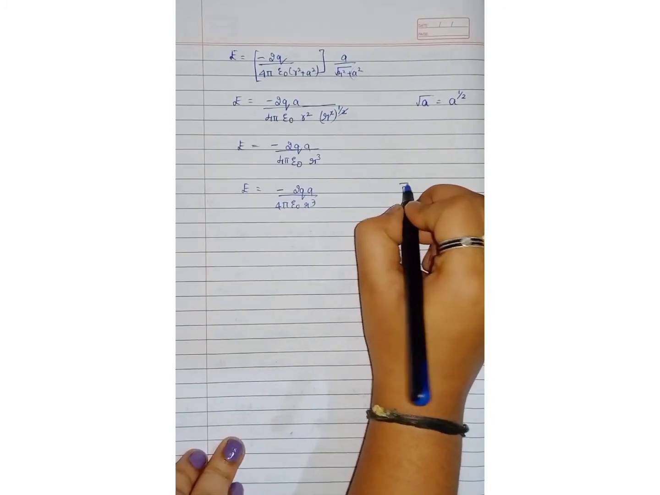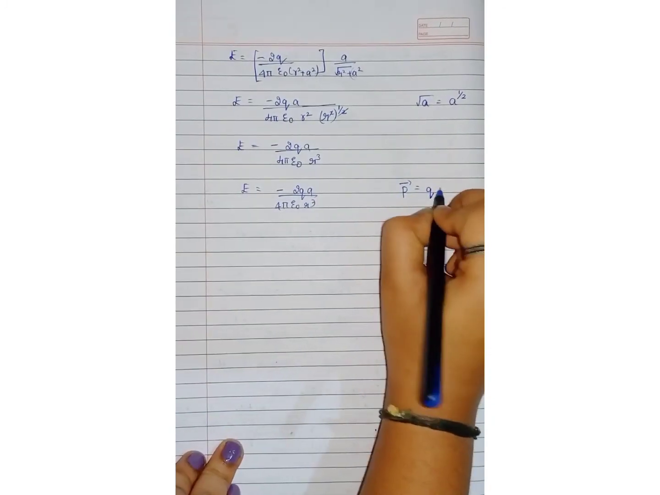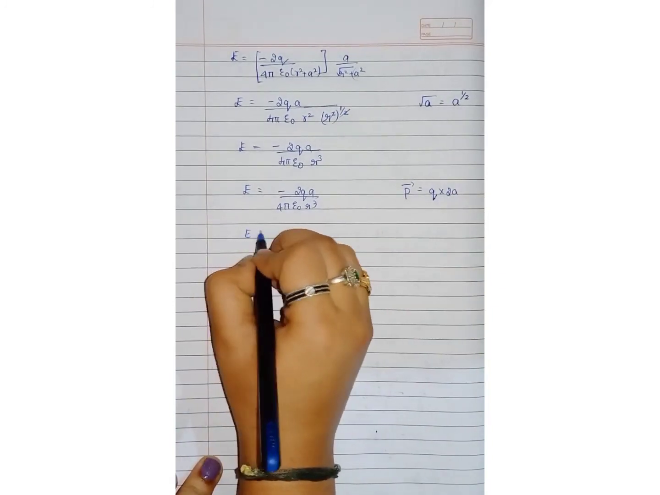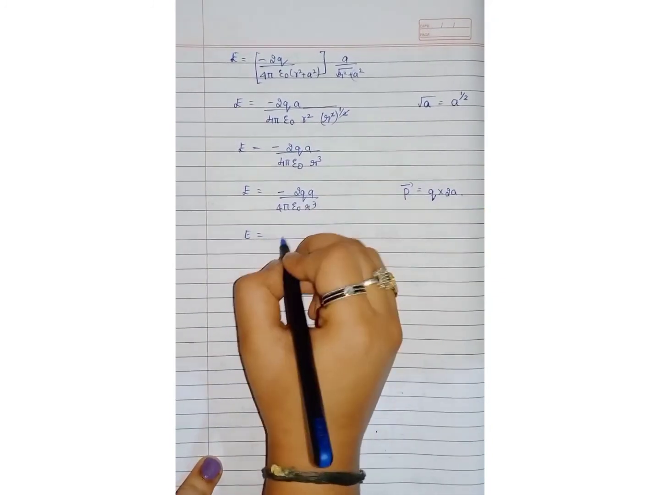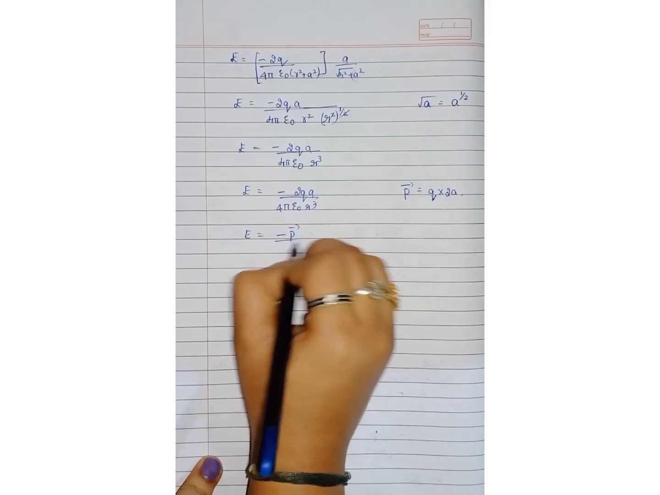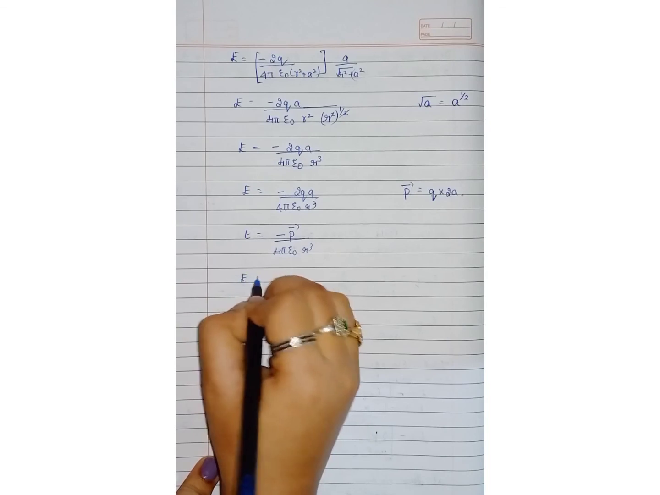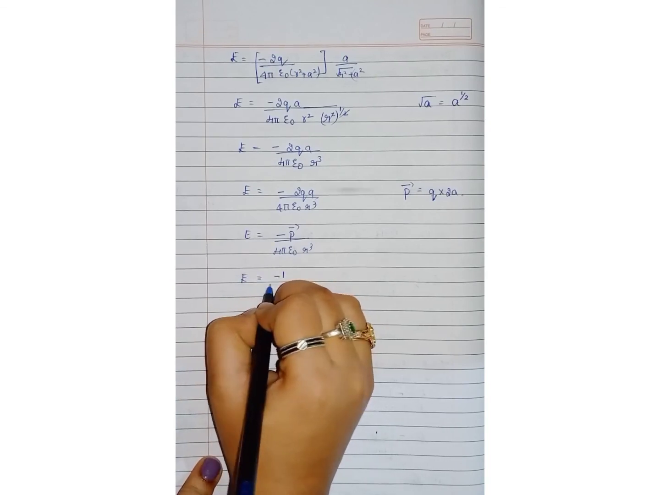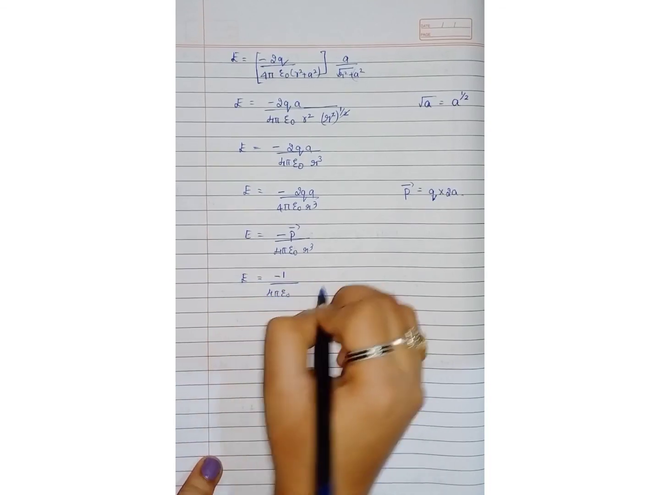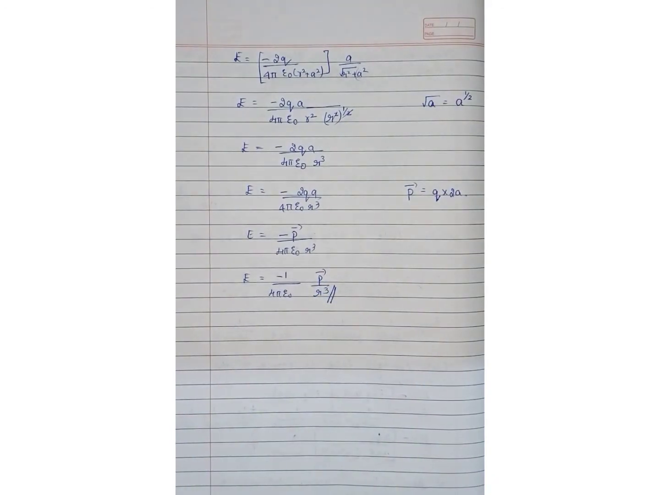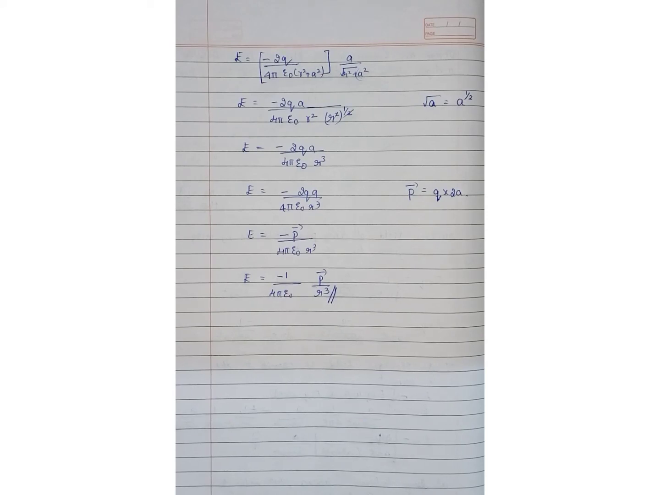We know that the dipole moment is the product of the magnitude of either one of the charges and the distance between them. So q into 2a is the same as p, giving E equal to minus p divided by 4 pi epsilon naught r cube. So E is equal to minus 1 by 4 pi epsilon naught, p by r cube. This is the equation for the electric field due to a dipole along the equatorial line of the dipole.